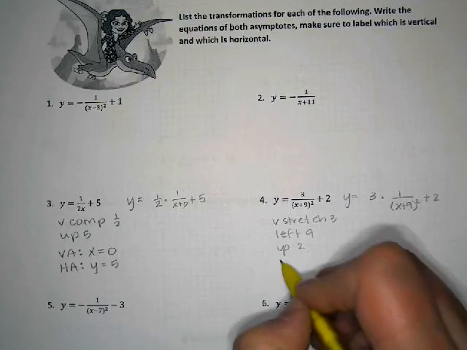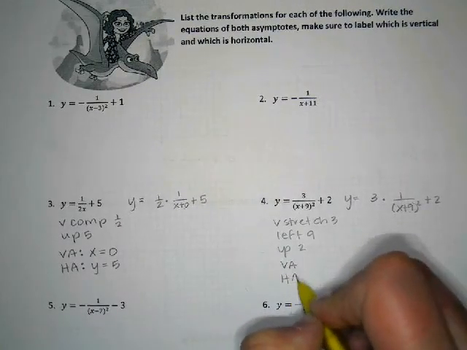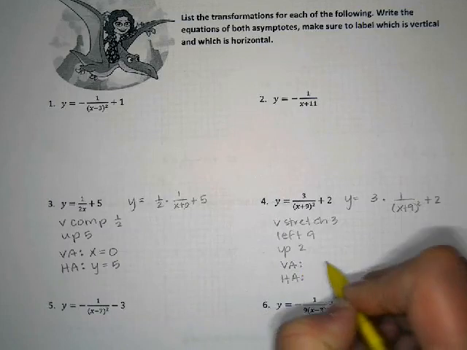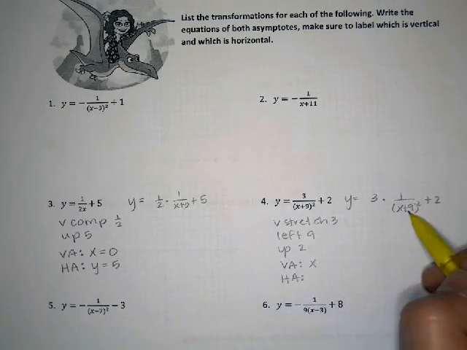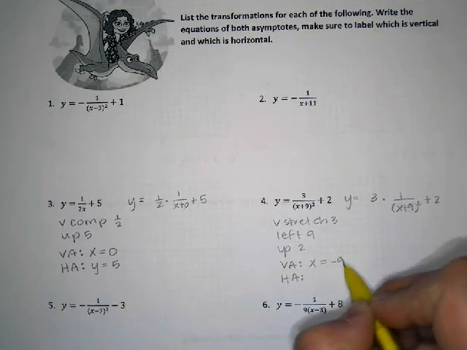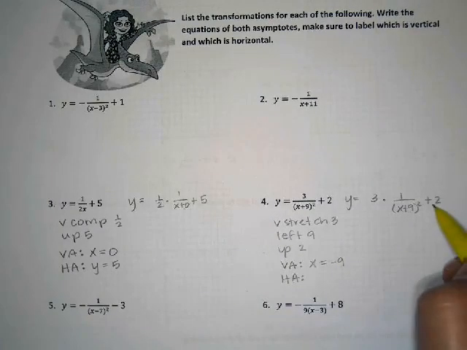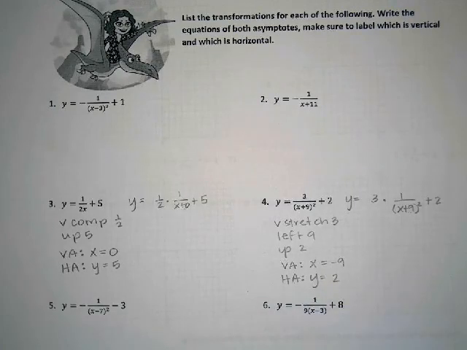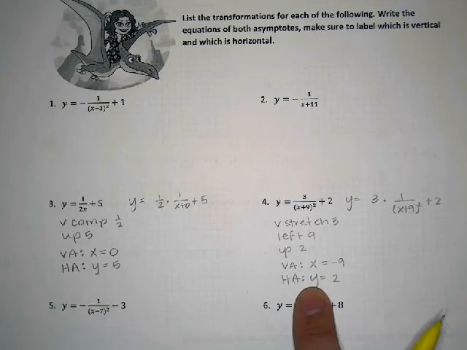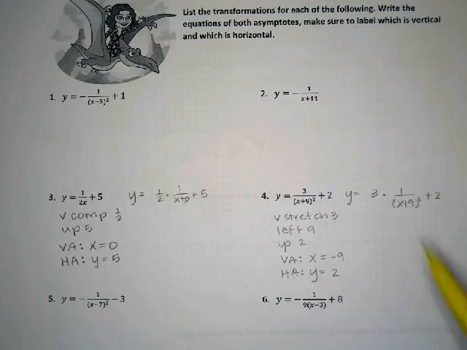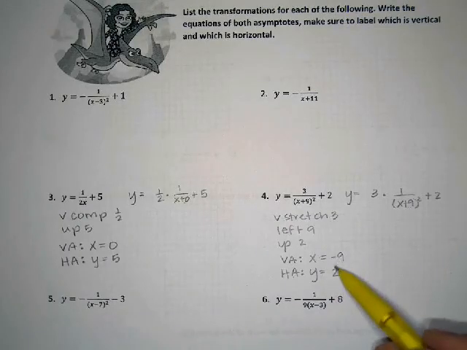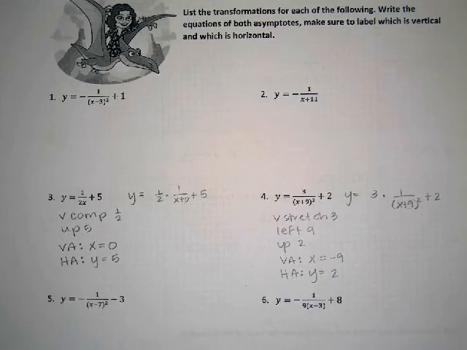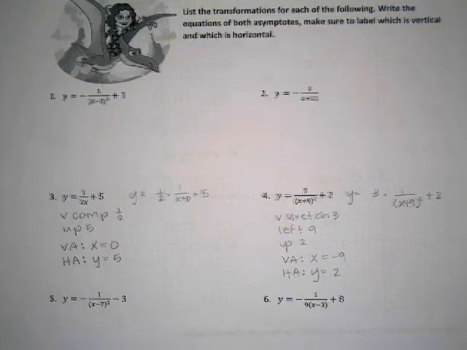And then we can do the vertical asymptote and the horizontal asymptote. So the vertical asymptote is going to be x equals -9. And the horizontal asymptote is going to be y equals 2. And just make sure that you always write the vertical asymptote and the horizontal asymptote as an equation. X equals a number, y equals a number. If you were to just put -9 or just put 2, in a testing situation, you would be marked down for that.